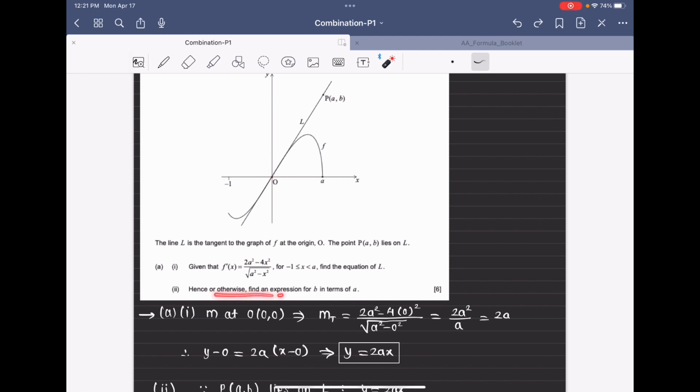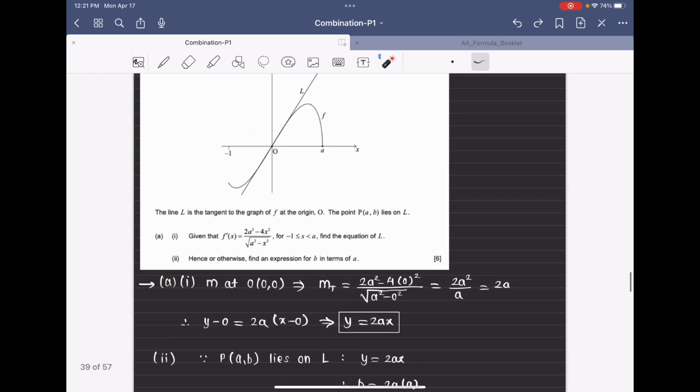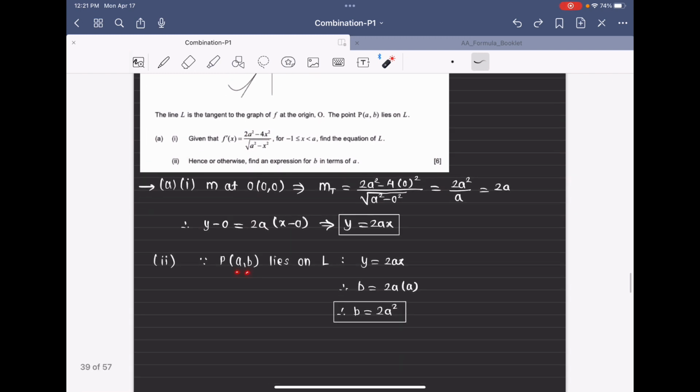Hence or otherwise, find an expression for b in terms of a. I can see clearly P is lying on the line L. When x is equal to a, y value is b. So if I know the equation of a line and if I know that any point is lying on this line, I just need to substitute that. Point is given as (a, b), so x is a, y is b. I'm substituting y is b, x as a. So b is equal to 2a times x value is a, so 2a square. So b is equal to 2a square. This is my equation of b in terms of a.